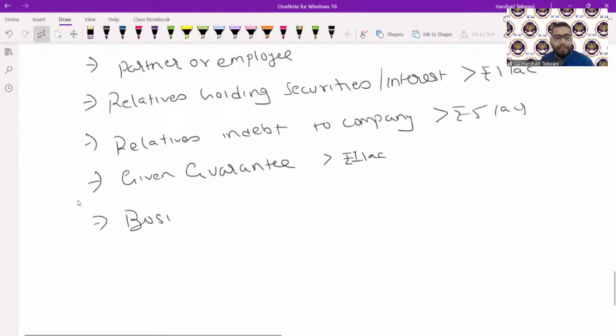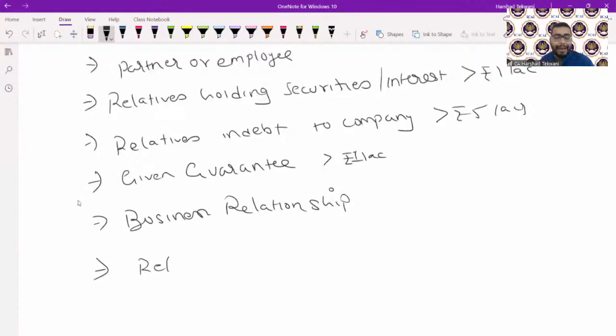Having a business relationship with the company. Then if the person's relative is a director or key managerial personnel in the company, then the person is in whole-time employment.